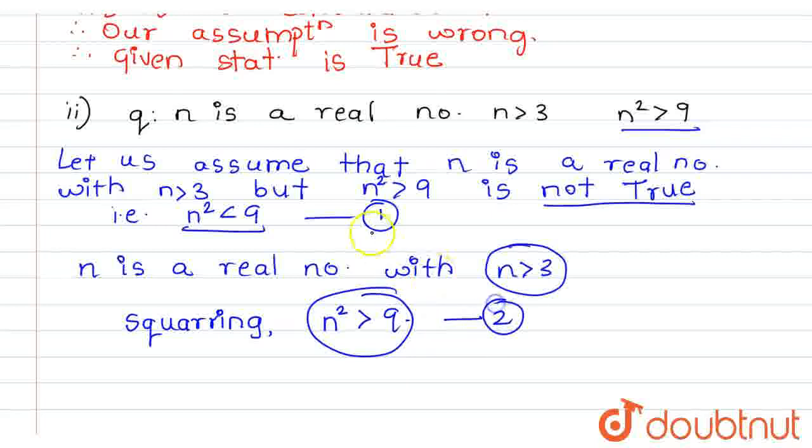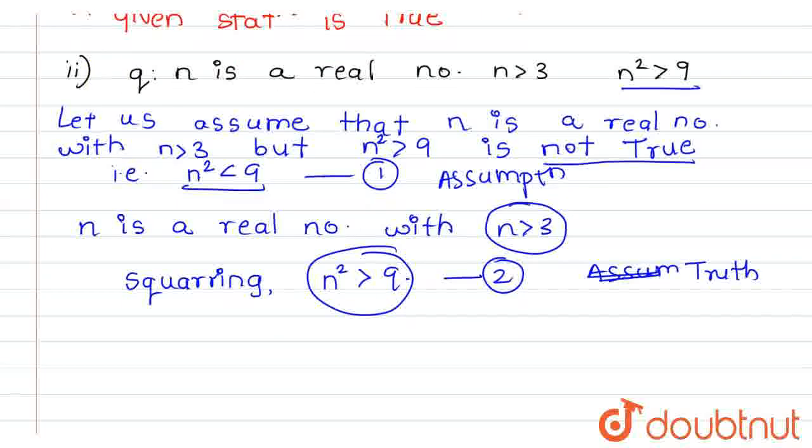This we will consider as 2. So if I say 1 and 2, this is our assumed part. And this is the truth. So our assumption goes wrong. We had assumed that it should be less than. So we can say this is a contradiction.